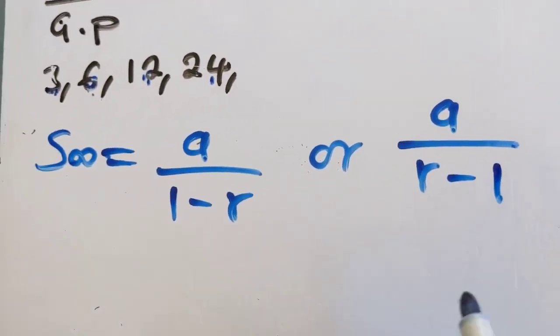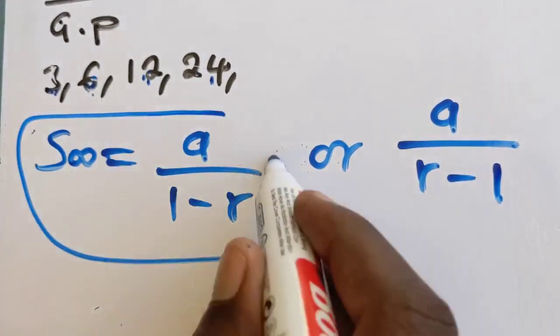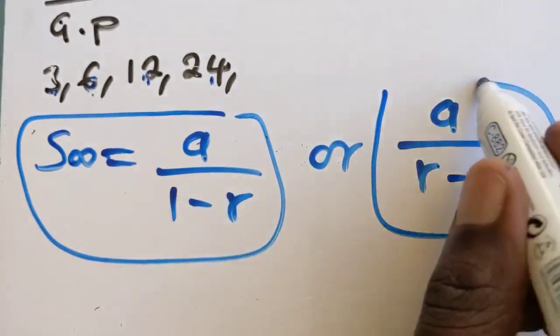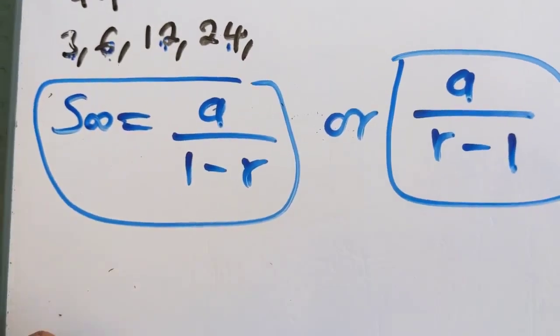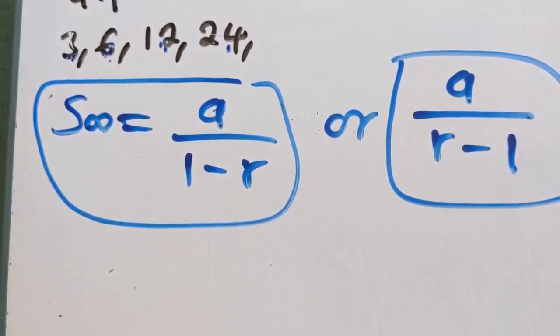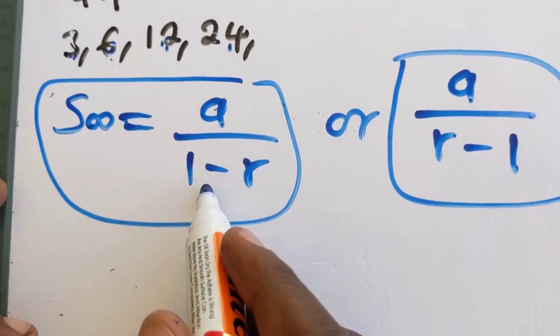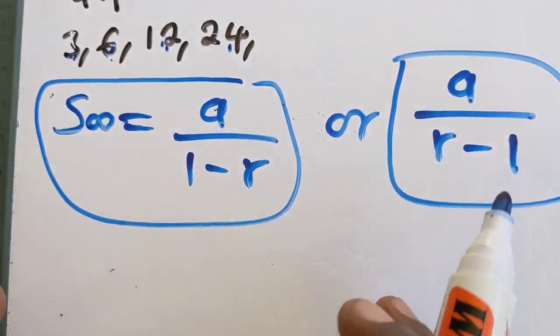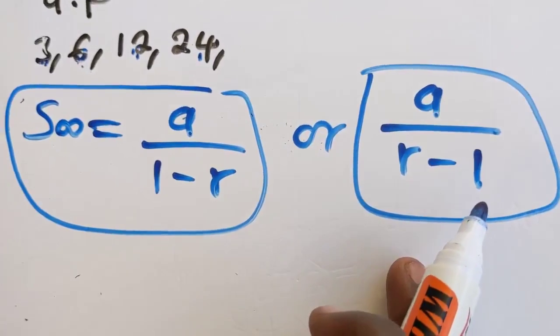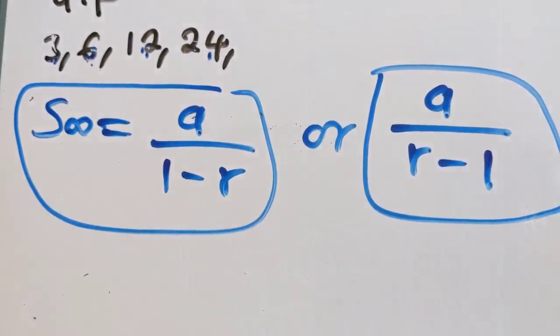Okay, so you can use this formula or you can use this one, but it depends. If the common ratio is less than 1, you can use this formula. If the common ratio is greater than 1, you can use this formula. So that is the thing to note on this. This is the formula for the sum to infinity.